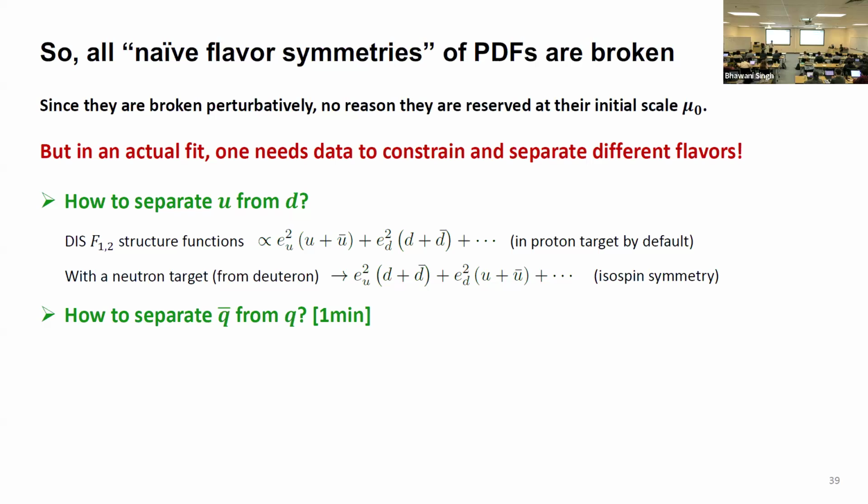Any thoughts? Taking ratios between multiplicities, for example. Let me think. Having an antiproton target, exactly. You can have an antiproton. It's not very common, I think, but you could do it.